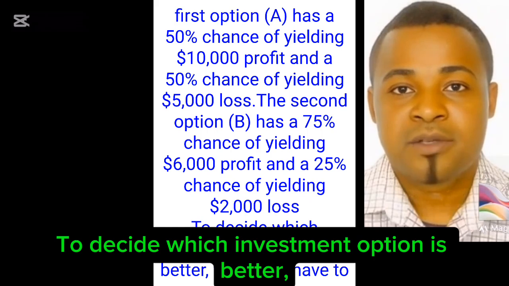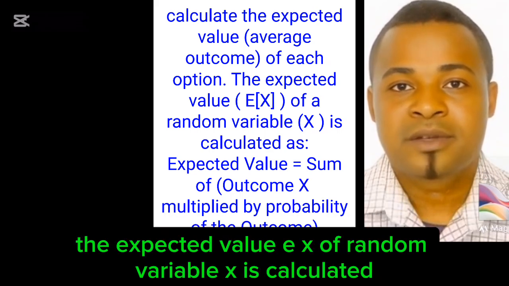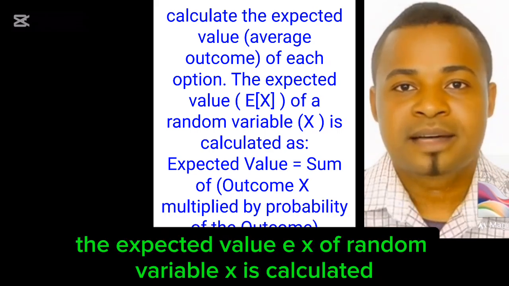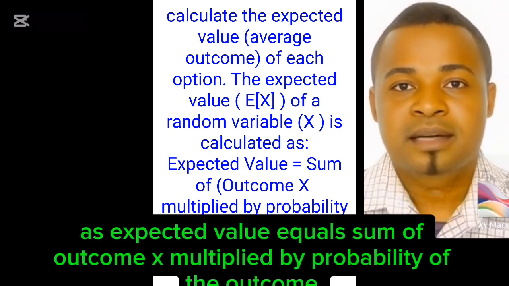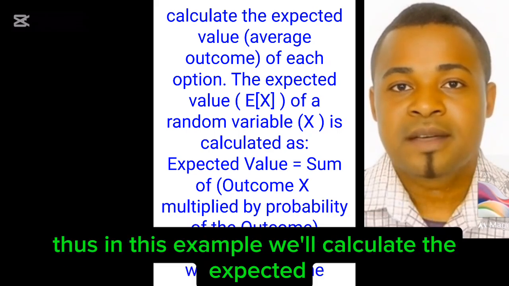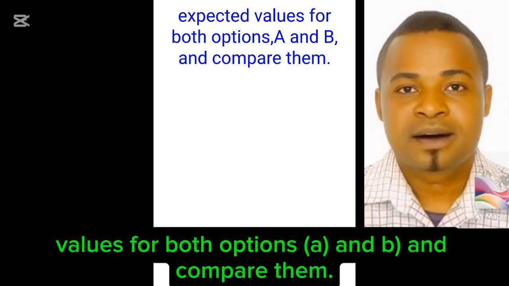To decide which investment option is better, we would have to calculate the expected value, the average outcome, of each option. The expected value, E(X), of a random variable X is calculated as: expected value equals the sum of outcome X multiplied by the probability of the outcome. Thus, in this example, we'll calculate the expected values for both options, A and B, and compare them.